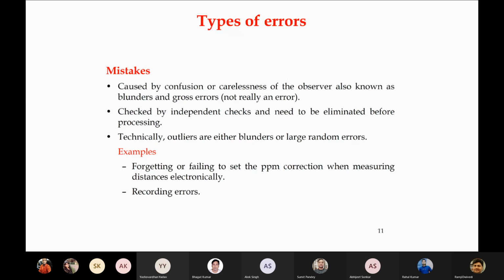We have some independent checks and balances, and it needs to be eliminated before the processing. Technically, outliers are either blunders or large random errors. What are the examples? Forgetting or failing to set the PPM correction when measuring distances electronically, recording errors. I've told you one answer. Sometimes this happens, although generally in this electronic devices era, mistakes are not frequent, but sometimes it happens. So you have to avoid the mistakes.